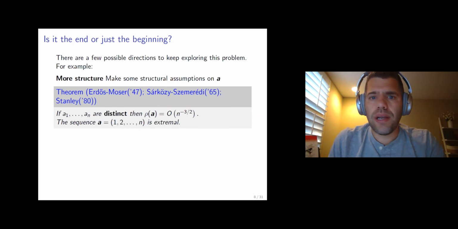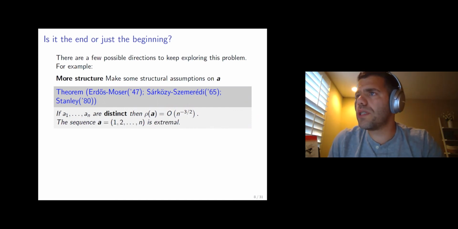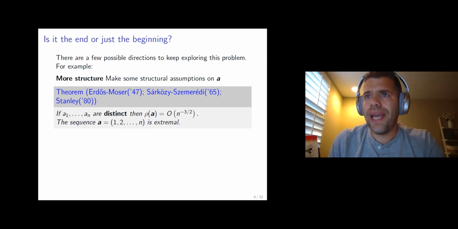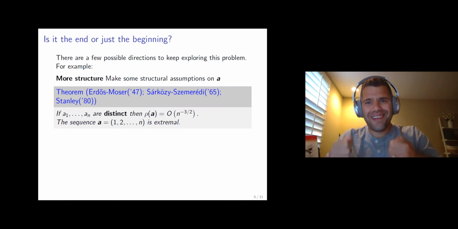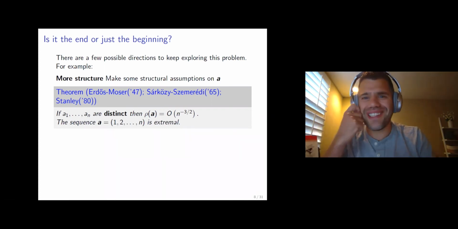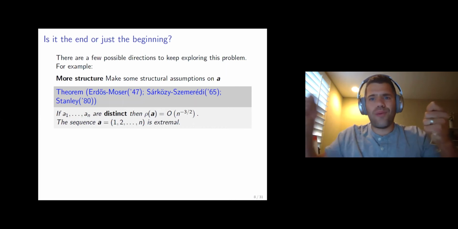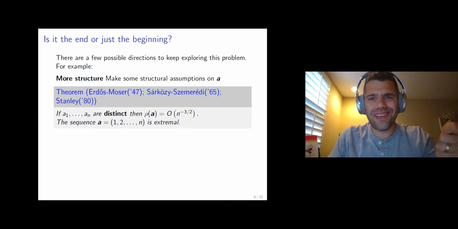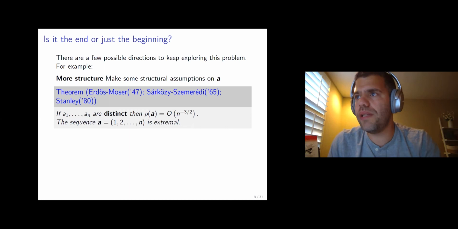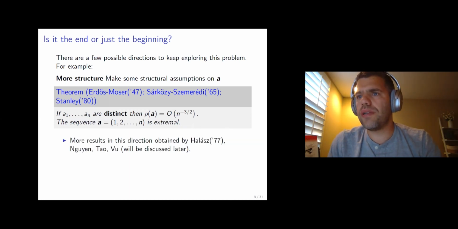And indeed, there is a lot of work on it. The classical results about it are due to Erdős and Moser, Sárközy and Szemerédi, and Stanley. For example, they show that if the a_i's are distinct, then the atom probability is at most n to the minus 1.5. And actually, Stanley showed something which is, in my opinion, super nice. It's a nice proof also, that the sequence 1 to n is actually the extremal sequence. It gives the worst case atom probability in case that they are all distinct. And more results in these directions were obtained by Halász, by Nguyen, Tao, and Vu, and we will discuss it later.